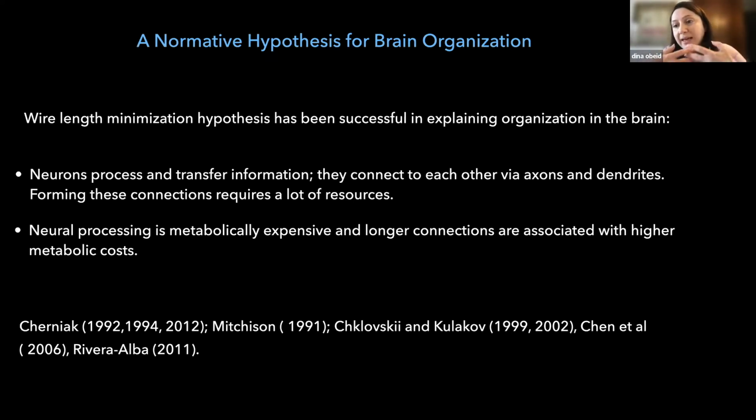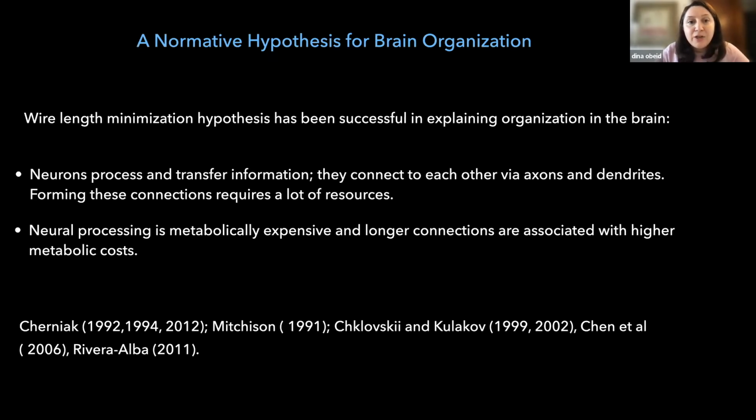So these are arguments people make for why the brain can be doing this wire minimization. And there is a lot of interesting work that has been done throughout the years that shows how this wire minimization hypothesis can explain organization in different brain areas and in different species, like Drosophila or C. elegans.